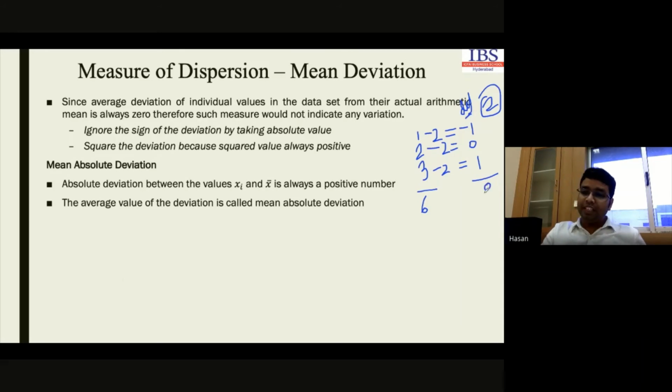So to eliminate this impact, we can take the absolute value, which simply ignores the sign. If we take the deviations here, it will be 1 plus 0 plus 1, so it will be 2. The absolute total deviation is 2.